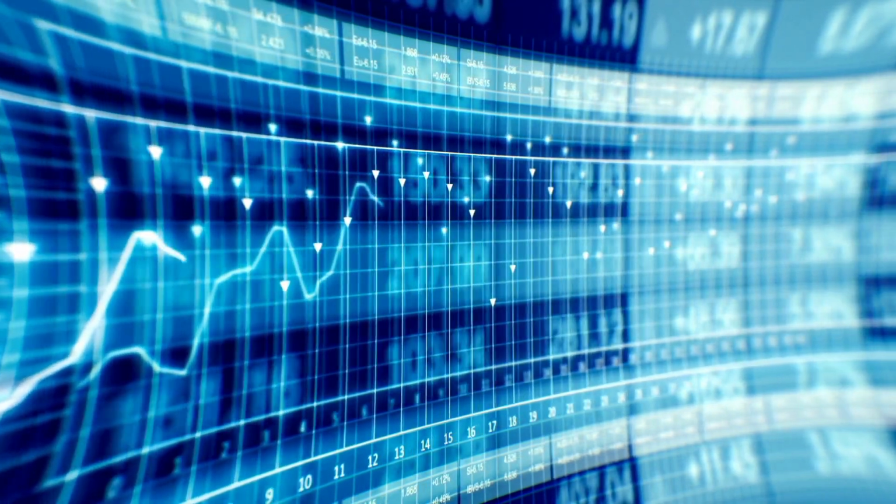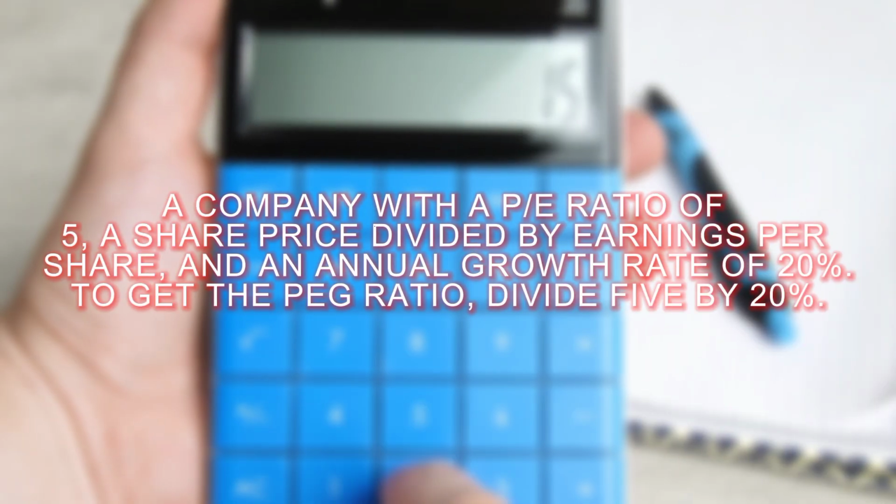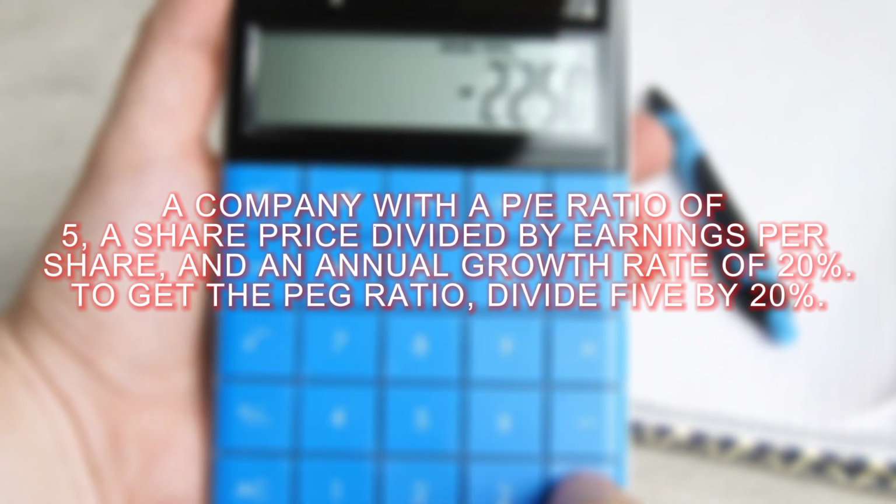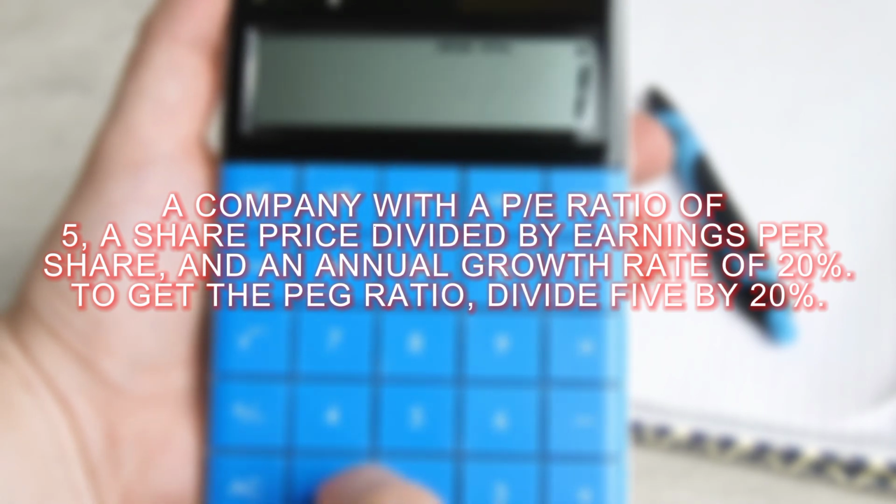Here's a PEG ratio example using ABC. A company with a PE ratio of 5, a share price divided by earnings per share, and an annual growth rate of 20%. To get the PEG ratio, divide 5 by 20%.